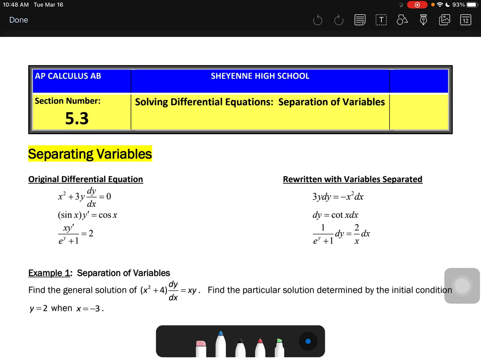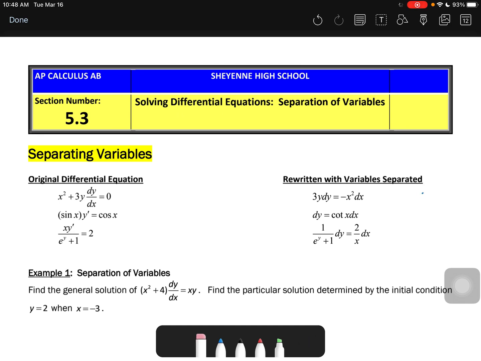AP Calc class, we're going to take a look at section 5.3, which is going to be solving some differential equations again, concentrating more on separating the variables. So these will be a little more extensive as far as steps needed to get the x's and dx on one side and then y terms and dy on the other side.